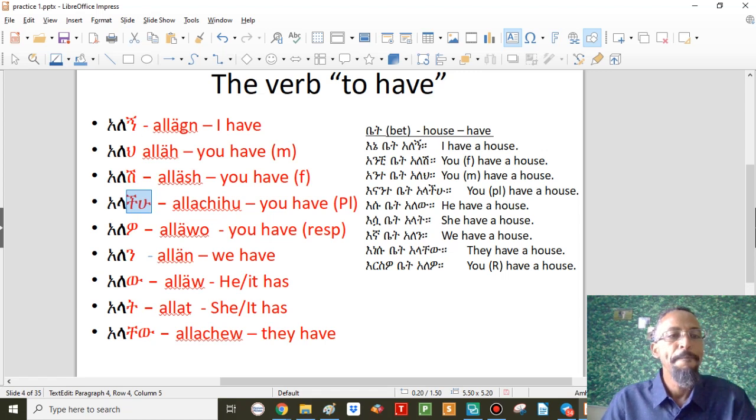So let's start. Alni. Say with me. Alni. The le will be stressed. If you unstress it, or if you say it like alain, it will be completely a different word. That's why I put LW here. Alni. I have. Okay. This is how you write them in Amharic.